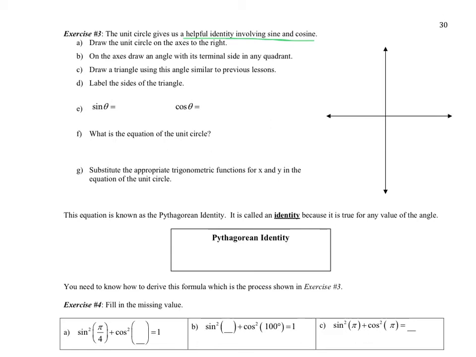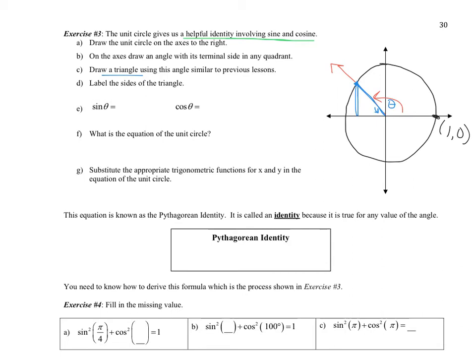So we're going to start out the same way. We're going to draw the unit circle on the axes to the right. We'll show it's the unit circle with the point (1, 0). And we're going to do the same things. This time I'm going to draw my angle in a different quadrant. So it says draw an angle with its terminal side in any quadrant. Maybe we'll go quadrant 2 this time. So here's my angle, but for this part about the triangle, we're really going to draw a reference triangle. While this is theta, we're really using this angle in here to find those values.